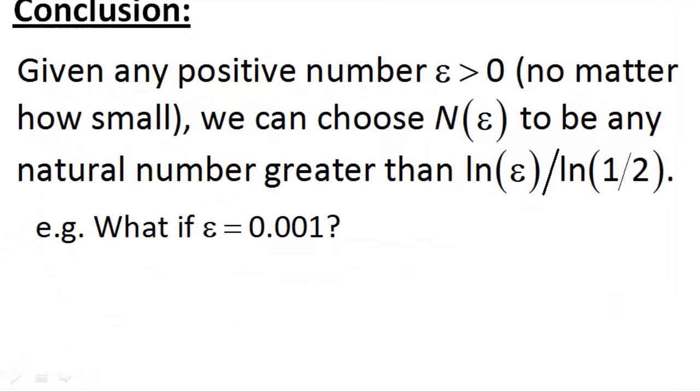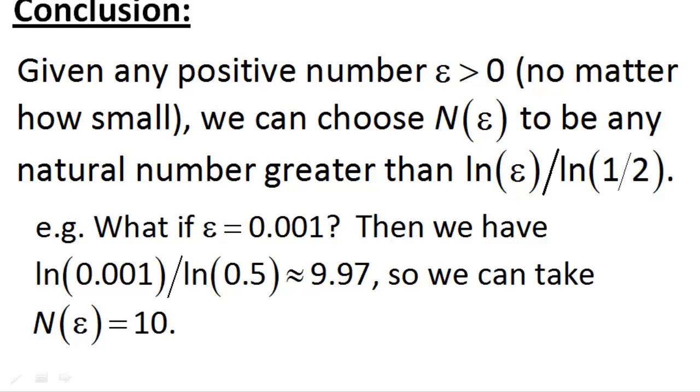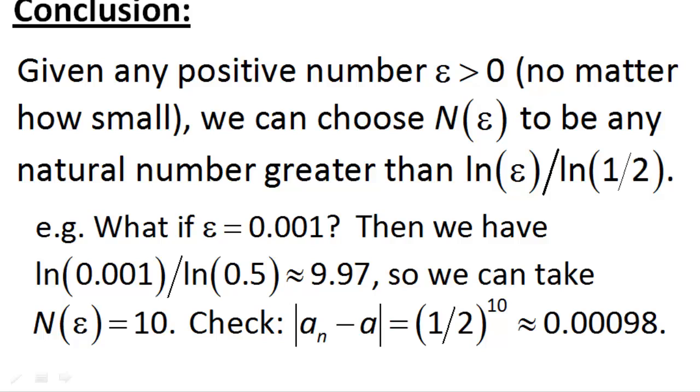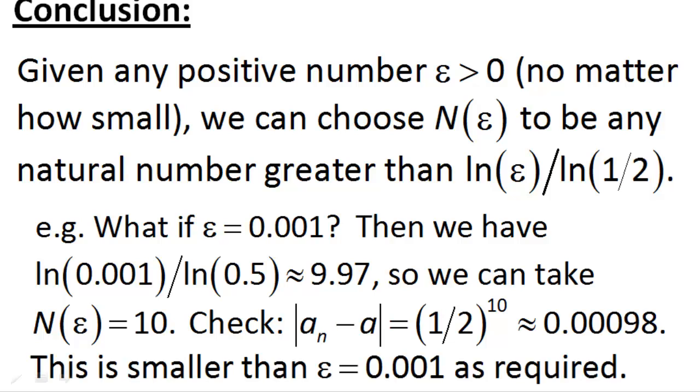So just as an example, suppose we're given a small value of epsilon, for example 0.001, then if you work out the log of 0.001 over the log of a half, it gives a value of 9.97. So we can choose n of epsilon to be the next natural number up, which is 10. And just to check, if you work out the value of the modulus of an minus a, which is just a half to the power n, it gives roughly 0.00098, which is smaller than 0.001 as required.